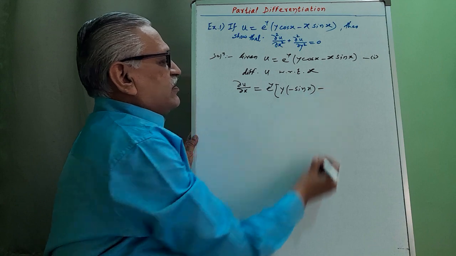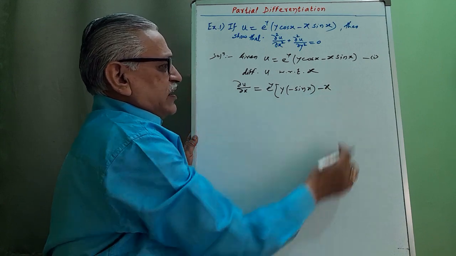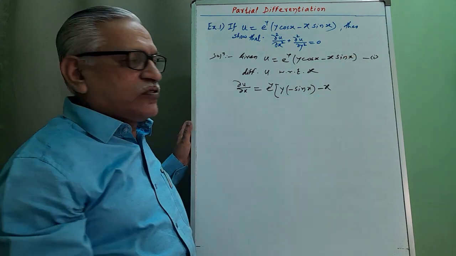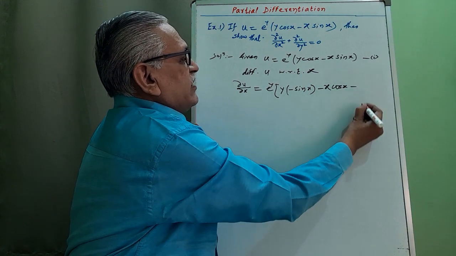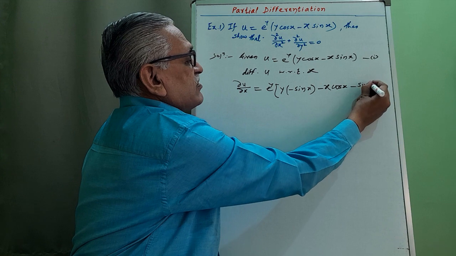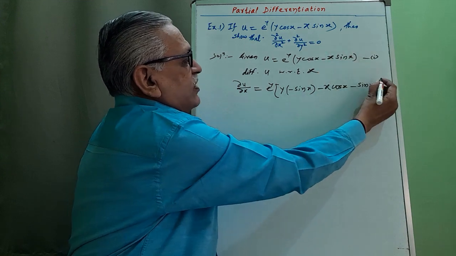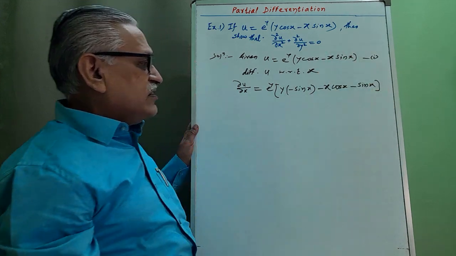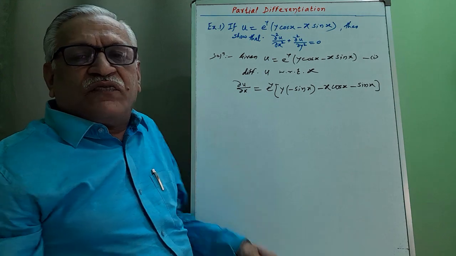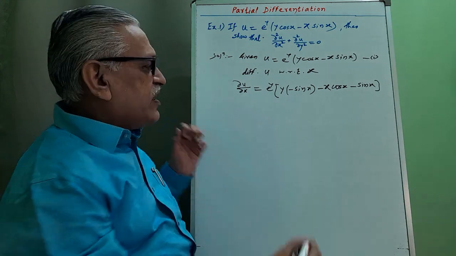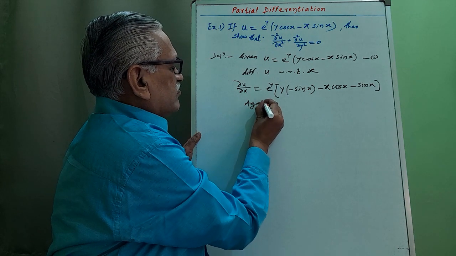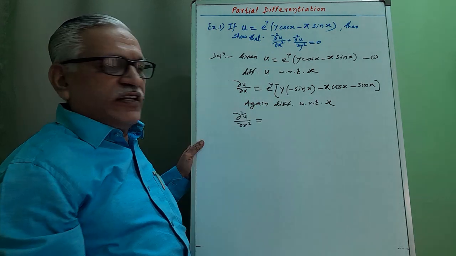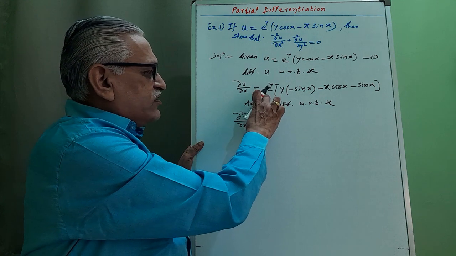Then minus x. Derivative of sin x, applying product rule. Derivative of sin x is cos x, minus sin x, and differentiation of x is 1. This is the first order derivative of u with respect to x. Again differentiating with respect to x. Differentiating this again with respect to x.